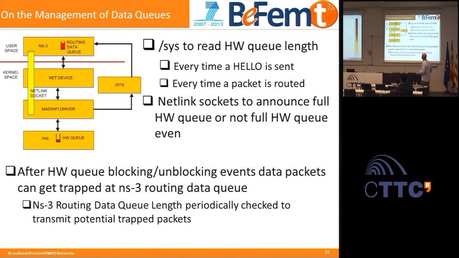So these are the two interactions we have between the kernel space and the user space. One is reading the hardware queue length through the sys file subsystem, and one is sending this asynchronous message between the kernel space and the user space in order to schedule the two queues.